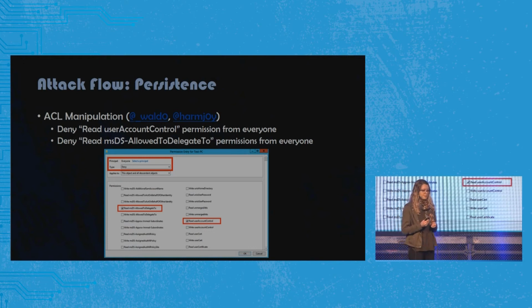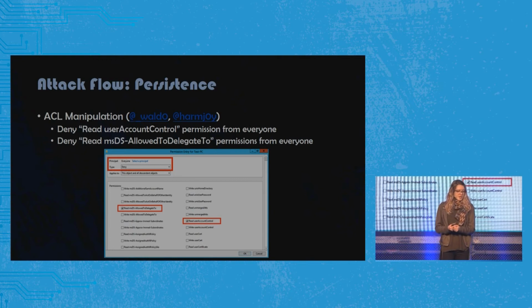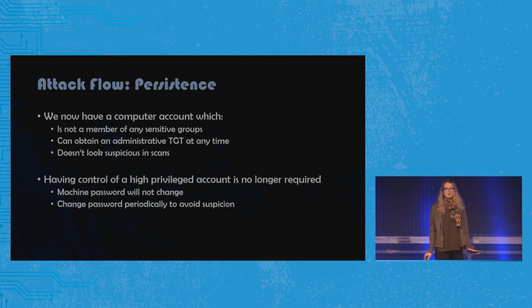First thing is that we're going to deny read permission on the user account control attribute. This is the attribute that shows that the computer account is trusted for delegation. Second thing is we're going to deny read permissions on the msDS-AllowedToDelegateTo attribute. This is the attribute which states that this computer account can delegate tickets to the KERB-TGT account. So now we have a computer account that can perform delegation to the KERB-TGT account, but no one can actually see that it has this ability. So let's recap what we have so far.